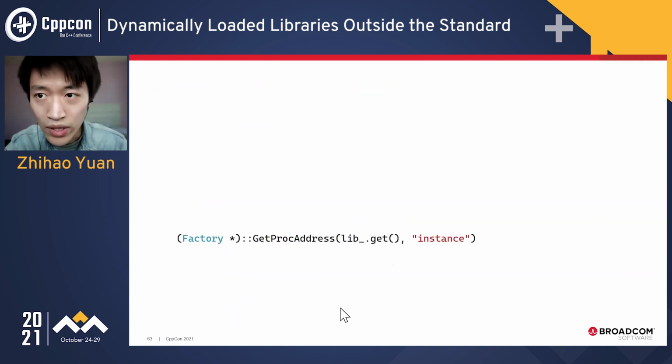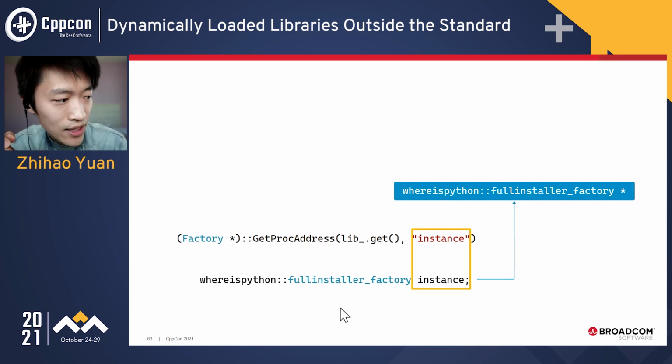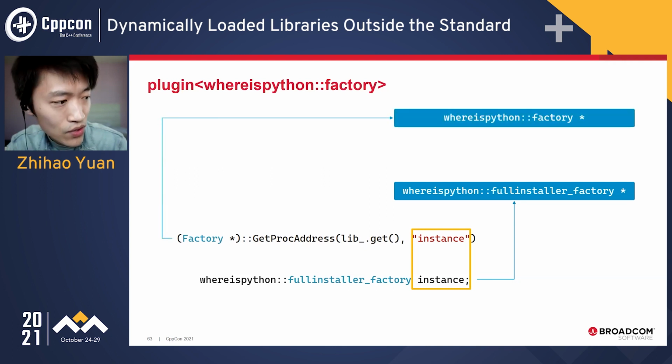Note this line, what is this doing? So I'm now in an executable, not linked to the library, right? The instance is defined as instance in each DLL, so it may be installer.dll or microsoft.dll. So in this example, the type of the instance is the Where's Python full installer factory, and its address is of type full installer factory star. All the plugins are going to have the specialization plugin whose type is factory, which is the abstract base class type. So this conversion is entirely legitimate in C++.